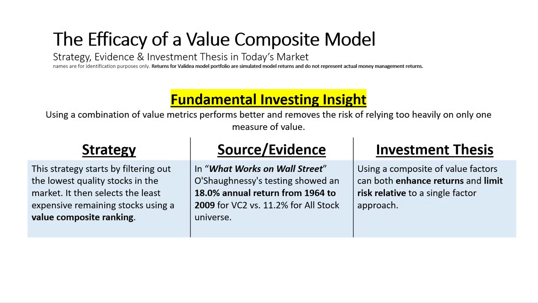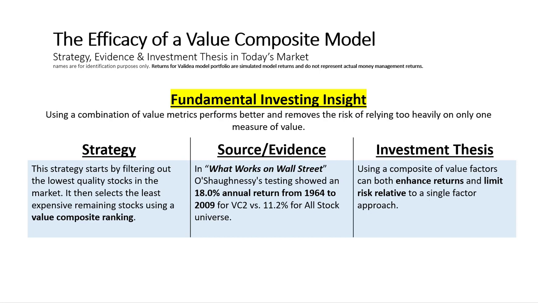In this overview, we'll look at the value composite investing model based on the work of Jim O'Shaughnessy in his book, What Works on Wall Street. The key fundamental investing insight behind this model is this: using a combination of value metrics performs better and removes the risk of relying too heavily on only one measure of value. At a high level, the strategy starts out by filtering out the lowest quality stocks in the market. It then selects the least expensive stocks using a value composite ranking.